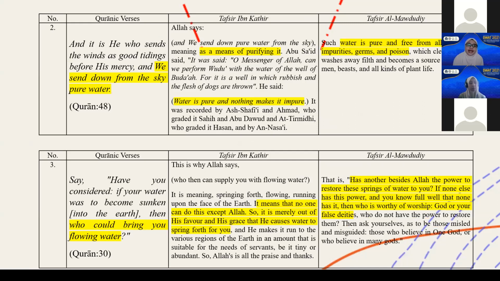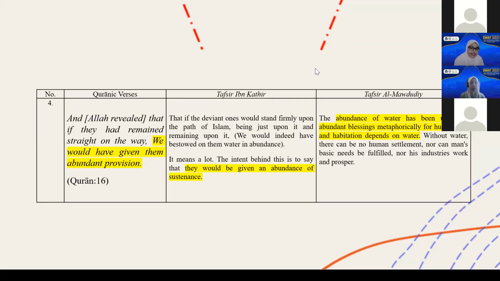The second verse explains how Allah purified water before sending down the rain. Purified water means the water is pure, and nothing can make it impure before it comes to the earth. It may also benefit people by purifying other things on earth too. Water is also known as pure and free from all sorts of impurities, germs, and poison. The third verse explains how water can be a path for us to worship Allah by observing the rain that has been sent down to us. And the last verse focuses on the abundance of water on earth, and how this abundance is used metaphorically for abundant blessings, as human life and habitation depend on water.